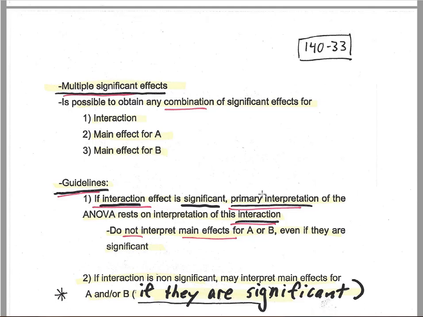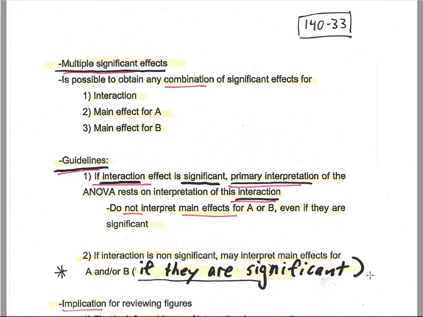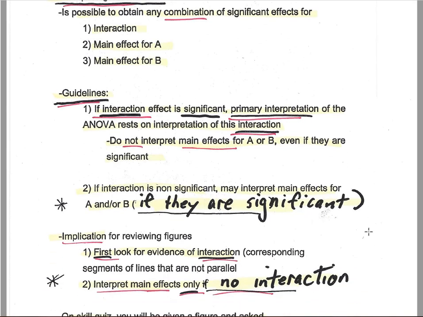The basic rule: if your interaction effect is significant, then the primary interpretation of the results depends on this interaction effect. Don't interpret main effects for factor A and factor B, even if they're significant. If the interaction effect is non-significant, then you can interpret main effects for factor A and factor B if they're significant. Implication for looking at pictures that illustrate results from ANOVA.